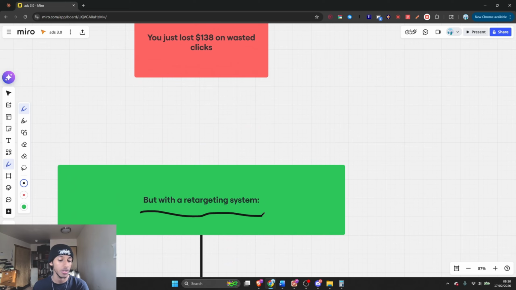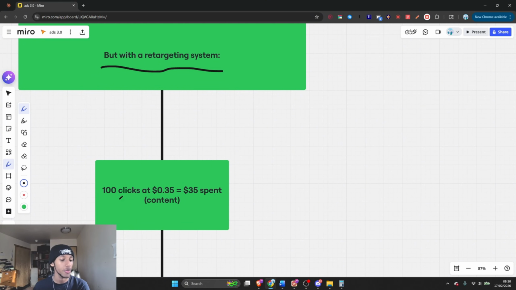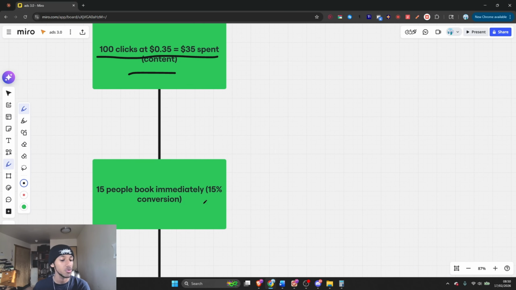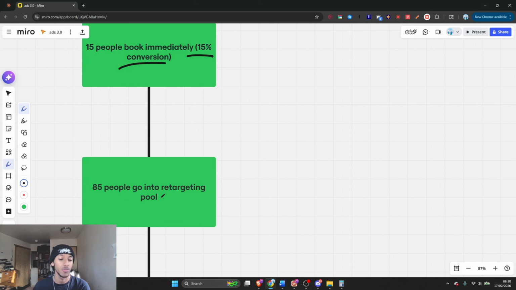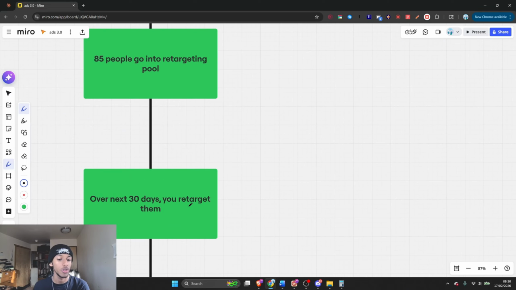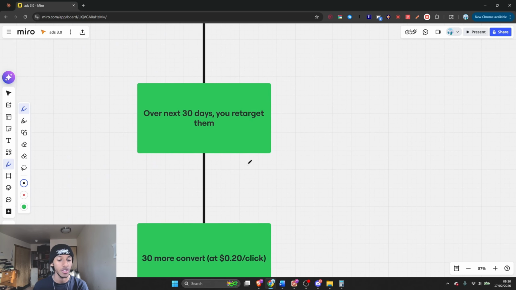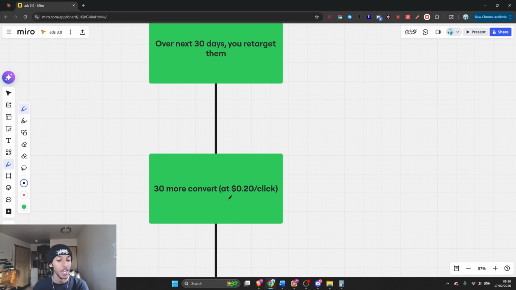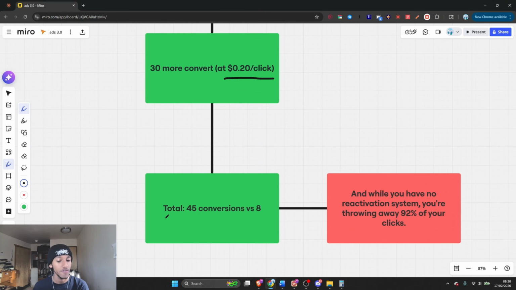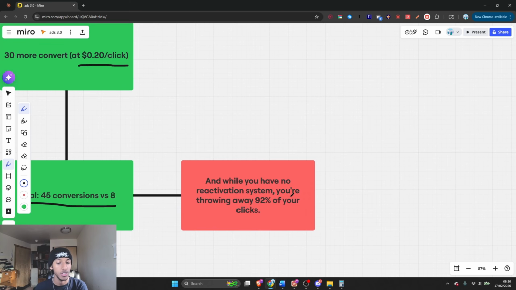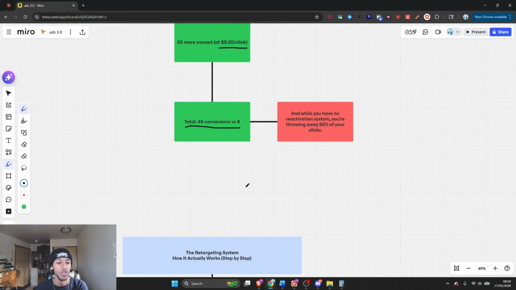But with a retargeting system, 100 clicks at 35 cents, you're only spending $35 on content. 15 people book immediately, which is a 15% conversion rate. 85 people go back into the pool for retargeting. And over the next 30 days, you just retarget them with new ads, new content, so they can be more familiar with your brand. 30 more people convert at 20 cents per click. Total is 45 conversions versus 8. And when you have no reactivation system, you're throwing away 92% of your leads.